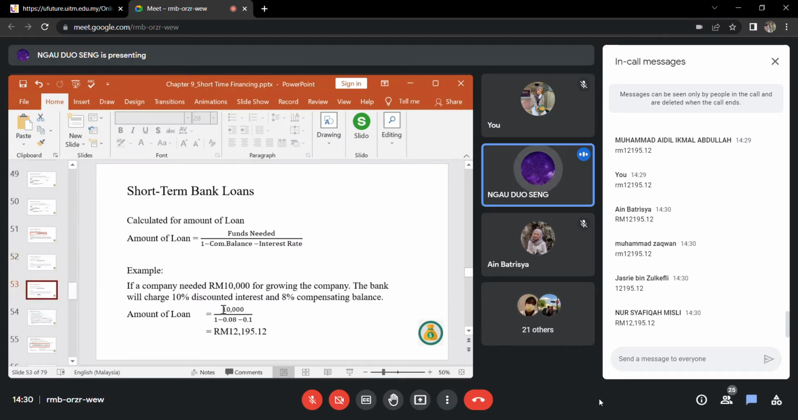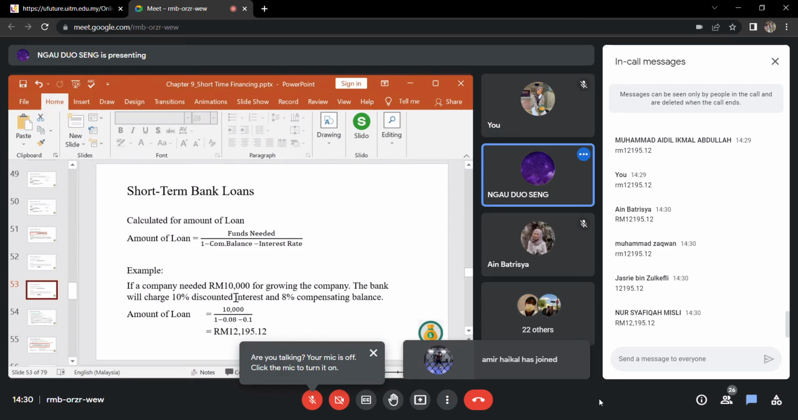Alright, so we check. So kita dapat 12,195.12. Meaning that if you want to get 10,000, you have to borrow, kena pinjam 12,195.12. This is the amount you need to borrow so that you can get 10,000. All right, okay.